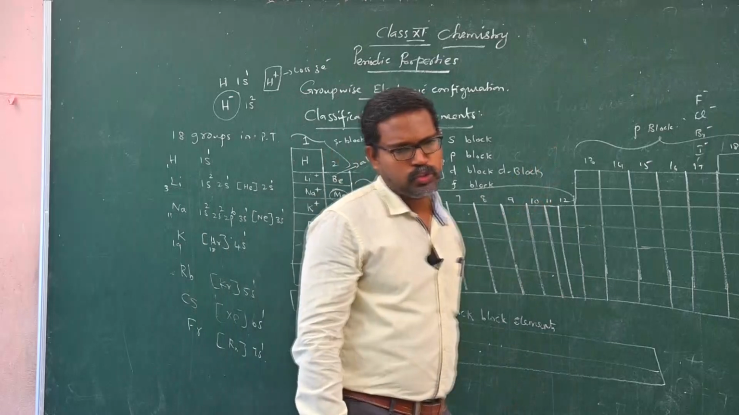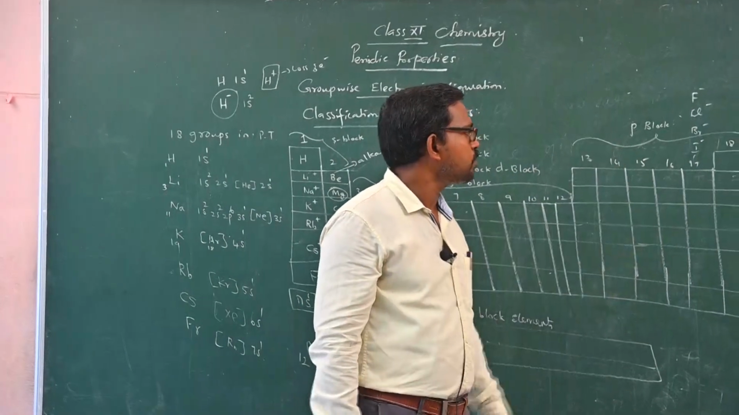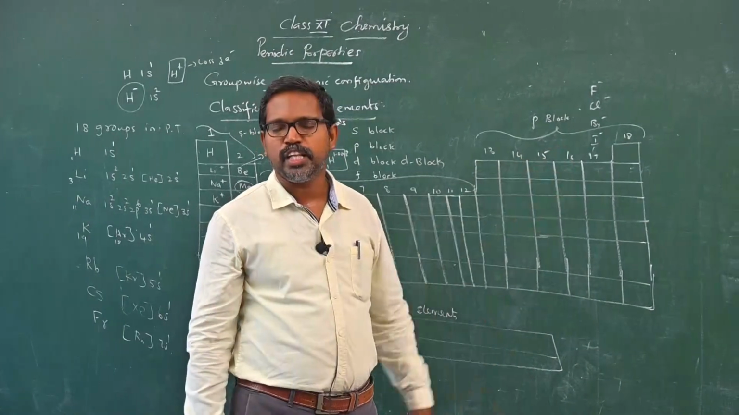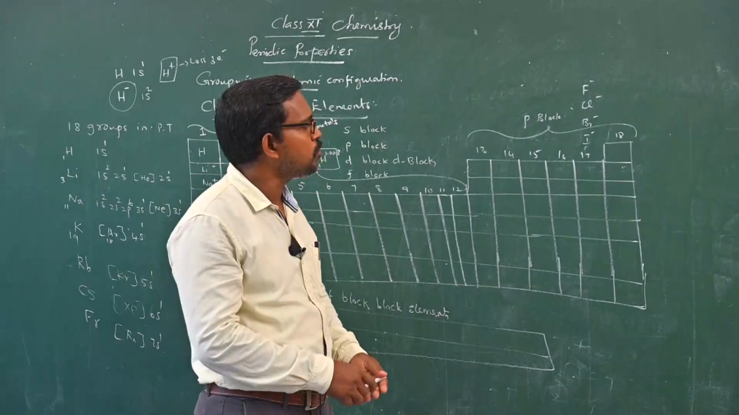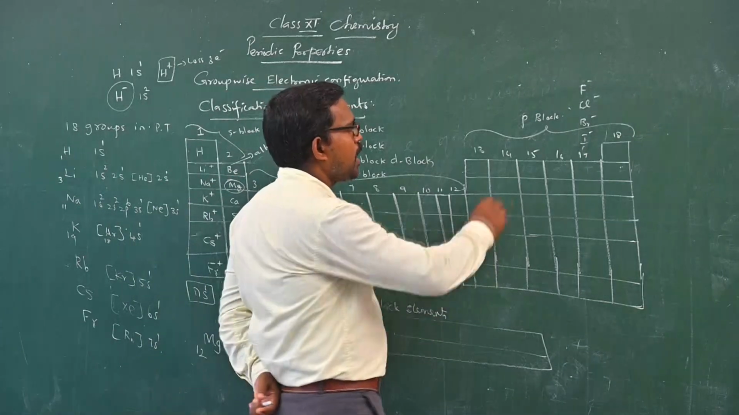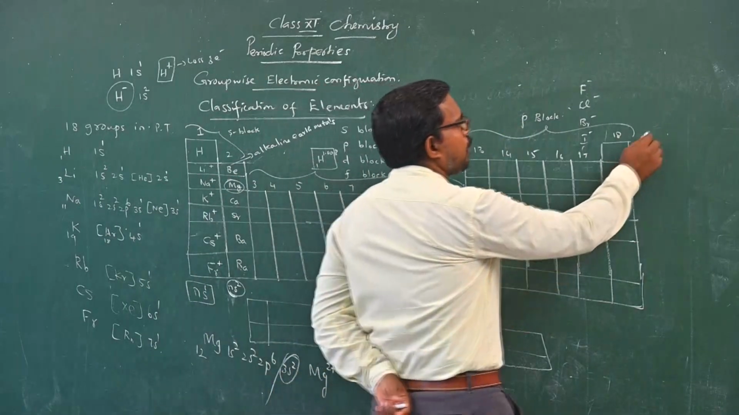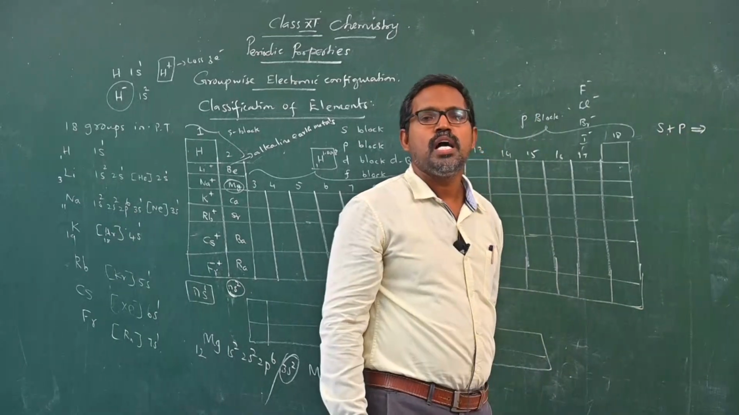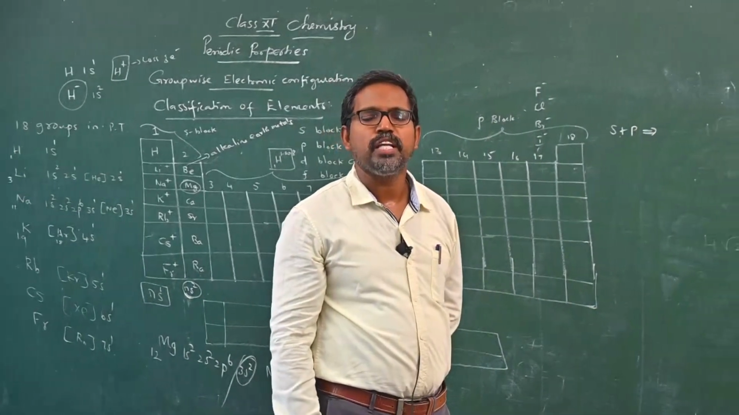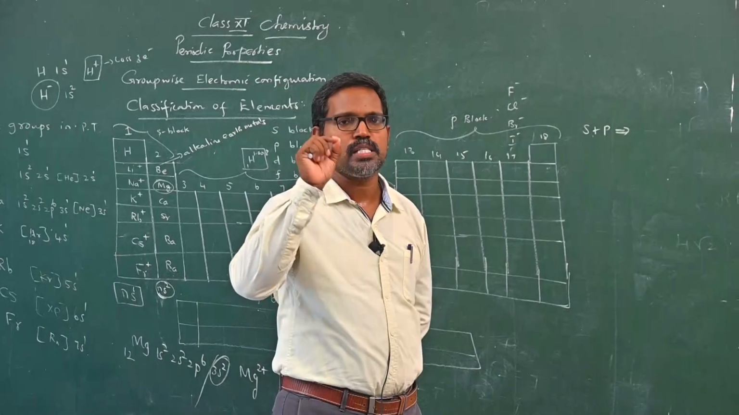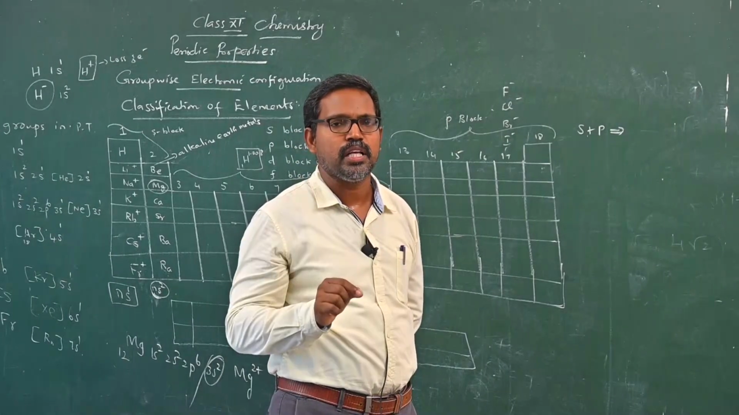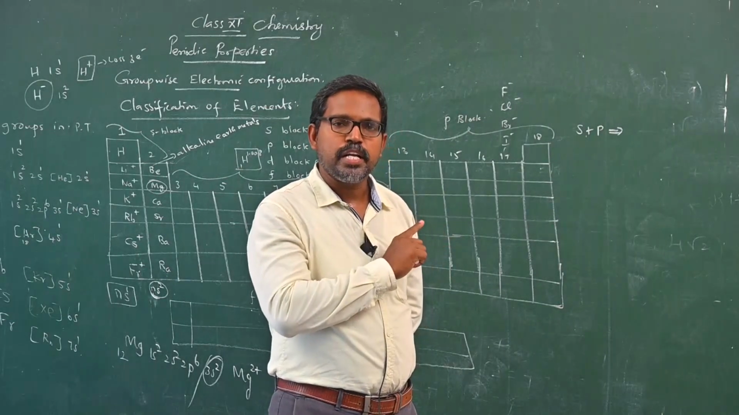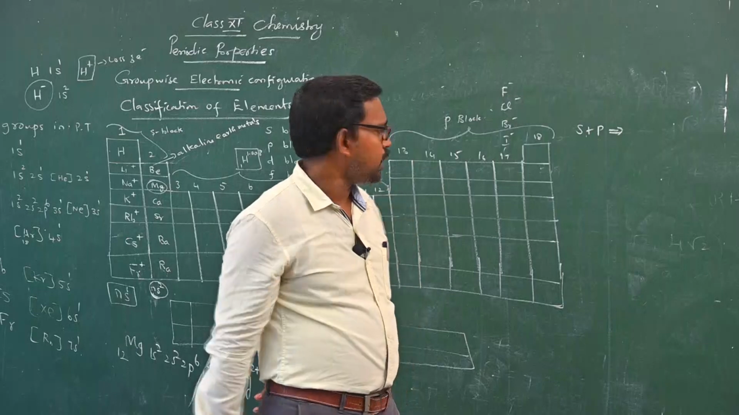Now, P block elements. What are P block elements? The elements present in group number 13 to group number 18 are called P block elements. S block elements and P block elements are collectively known as representative elements or main group elements.